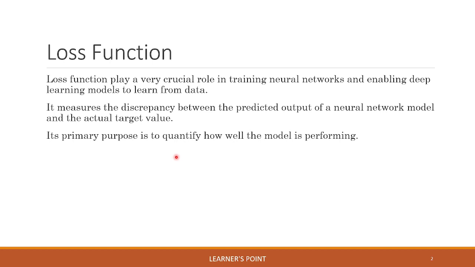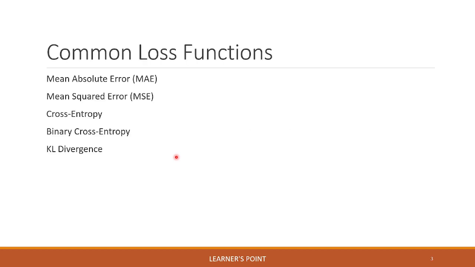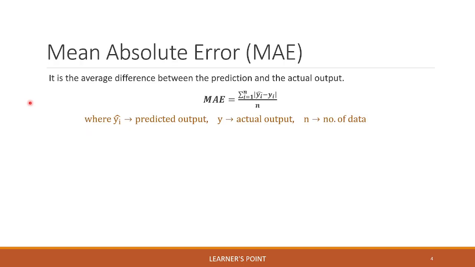The choice of loss function that we will be using depends on the task and the type of data. For different types of tasks and for different types of data, we may need different loss functions. Some common loss functions are given here: mean absolute error, mean squared error, cross entropy, binary cross entropy, KL divergence, and many more. In this video, we'll be trying to look at few of them in detail.